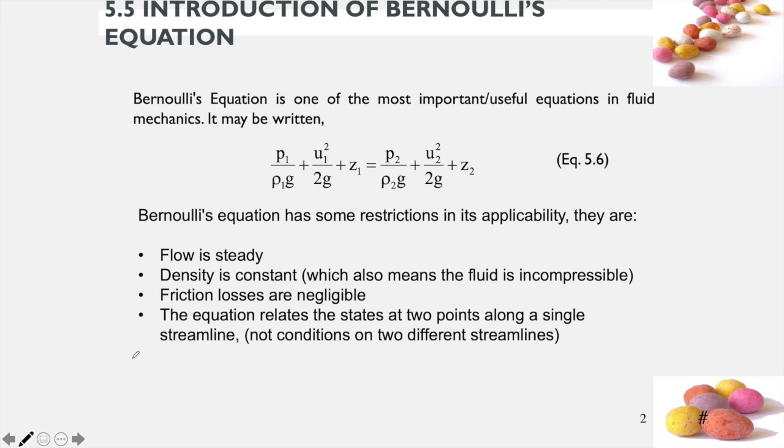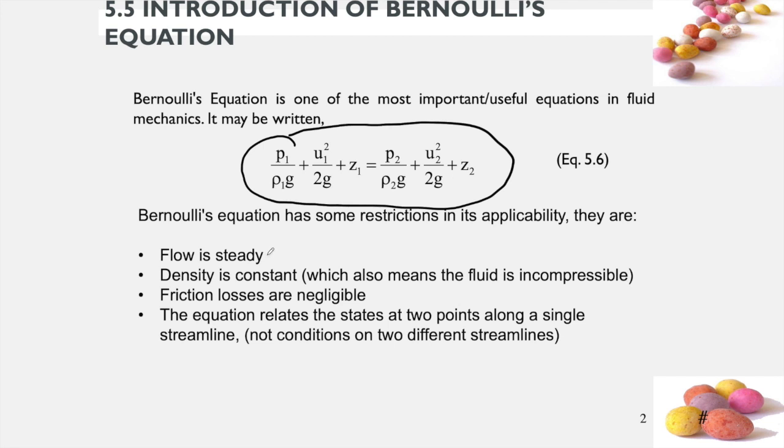This Bernoulli's equation has some restrictions in its applicability, so we are focusing more on this type of Bernoulli's equation. To use it, there are some restrictions. Number one, the flow is steady. To use this Bernoulli equation, the flow must be steady. Mass in equals mass out, so there will be no accumulation in the system.